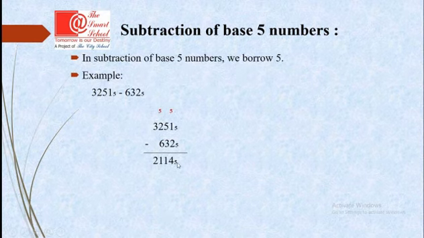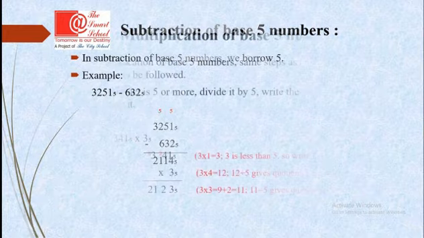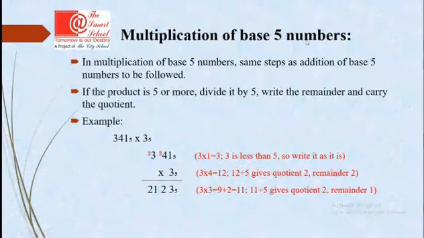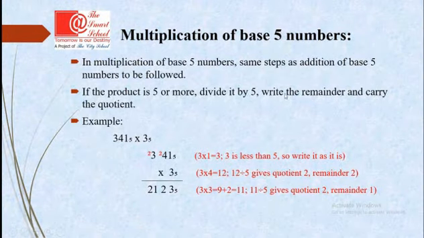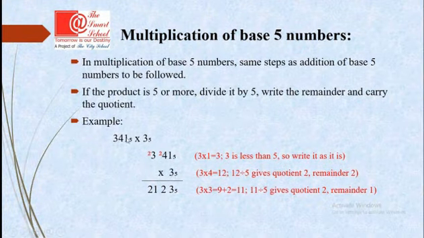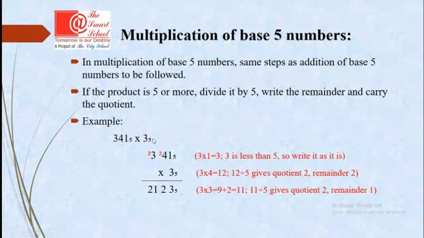2114 base 5 is the answer. Now multiplication of base 5 numbers. In multiplication of base 5 numbers, the same steps as addition of base 5 numbers are to be followed. If the product is 5 or more, divide by 5, write the remainder and carry the quotient. Example is 341 base 5 multiplied by 3 base 5.